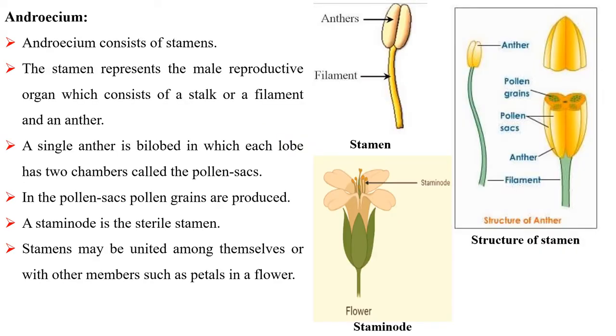Androecium. Androecium consists of stamens. The stamen represents the male reproductive organ, which consists of a stalk or a filament and an anther. A single anther is bilobed, in which each lobe has 2 chambers called the pollen sacs. In the pollen sacs, pollen grains are produced. A staminode is the sterile stamen. Stamens may be united among themselves or with other members such as petals in a flower.